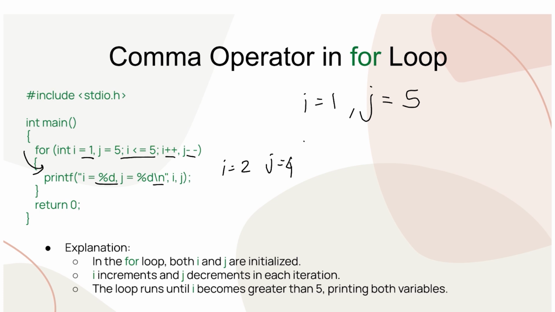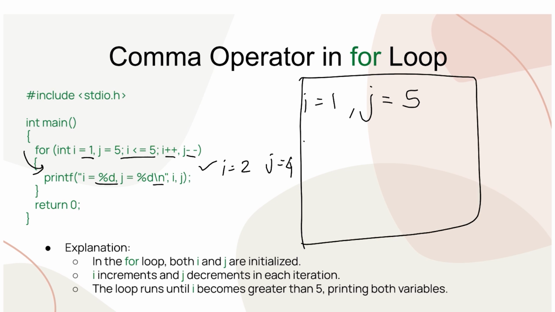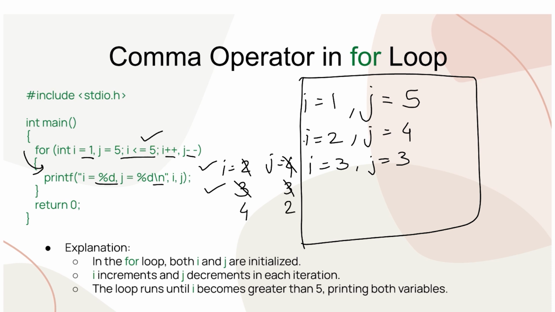Now i is less than or equal to 5. Yes, it is true. So come to the output screen and print it again: i equals to 2, j equals to 4. Now again i is incremented to 3 and j is decremented to 3. i is less than or equal to 5. Yes, the condition is true. Enter the block, come to the output screen, print the values of i and j. Again increment the value of i and decrement the value of j.